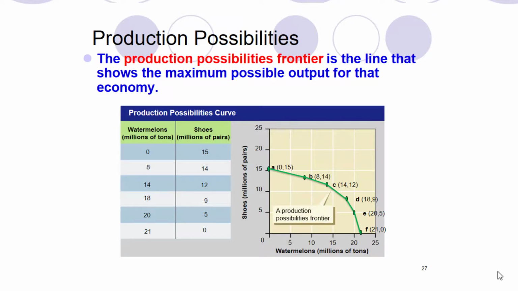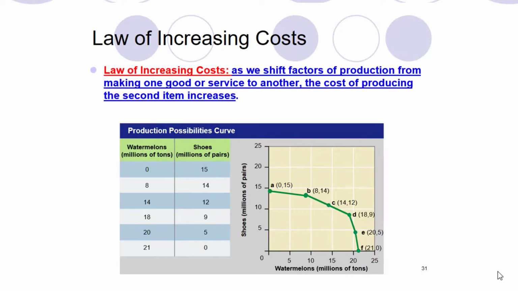If all land, labor, capital, and entrepreneurship are being used to their fullest capacity, that's the most we can produce with these resources. Also notice our curve is not a straight line. It shows as we use the factors of production to grow more watermelons, it becomes increasingly expensive in terms of shoes. This is called the law of increasing opportunity costs. As we shift factors of production from making one good or service to another, the cost of producing the second item increases. In this case, some resources are better suited for farming and some are better suited for manufacturing.